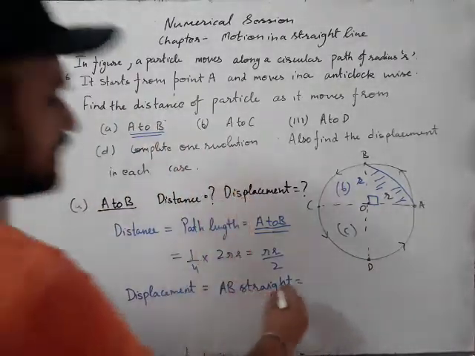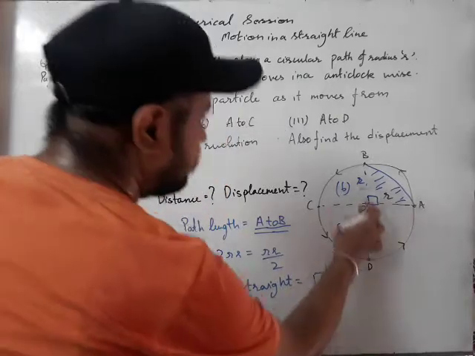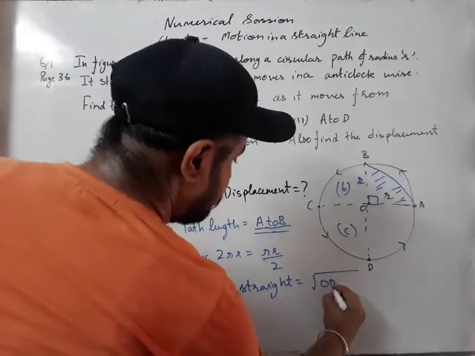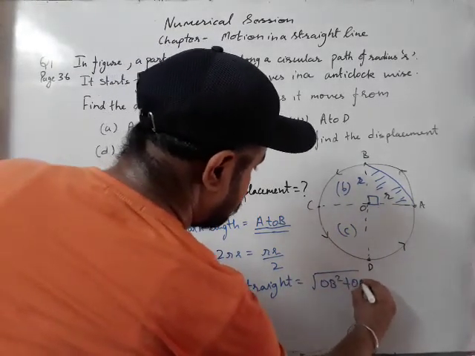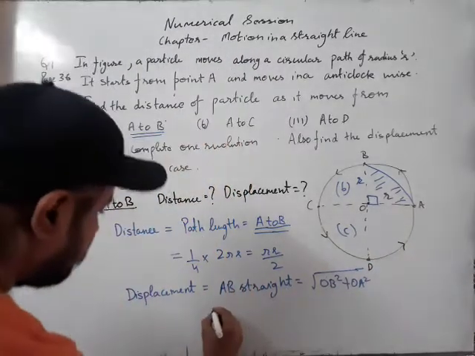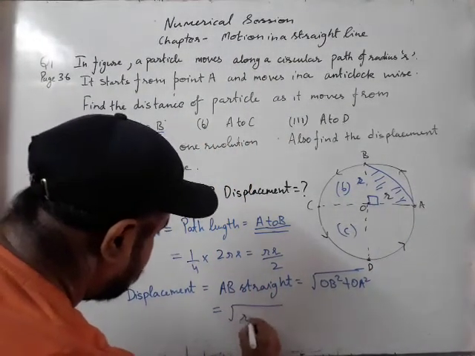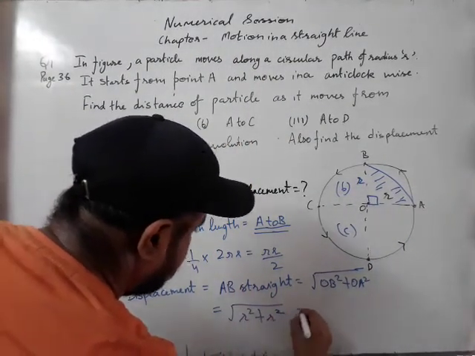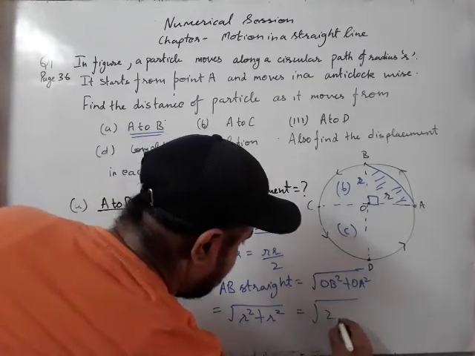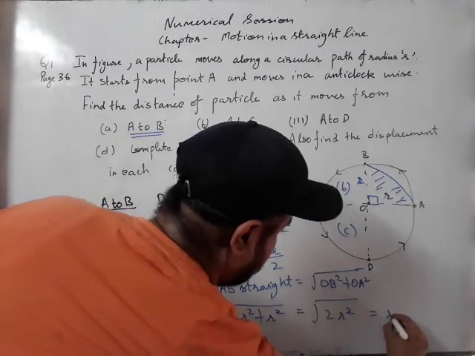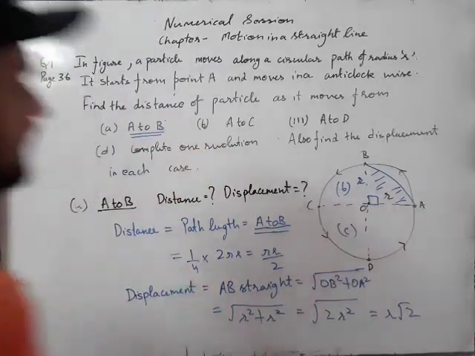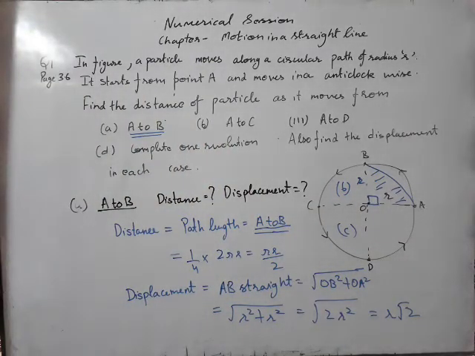This displacement is given by the Pythagoras theorem, that is, the square root of OB square plus OA square. Both are radius, so it will be the square root of r square plus r square, which is 2 times r square, so it will be equal to r root 2. Again, no unit is mentioned here, so we need not put any unit. So displacement for the AB section and distance for the AB section are clear now.